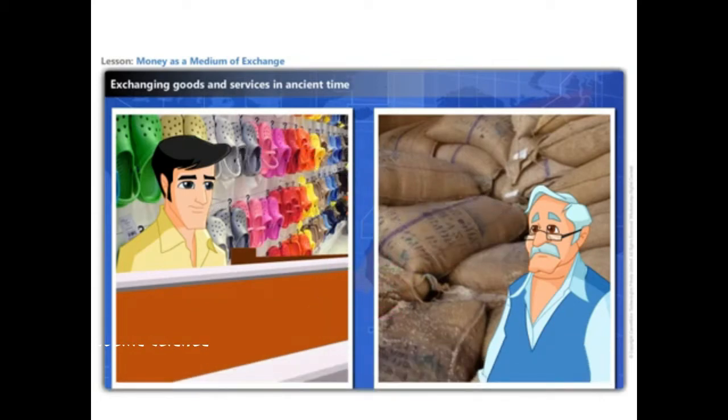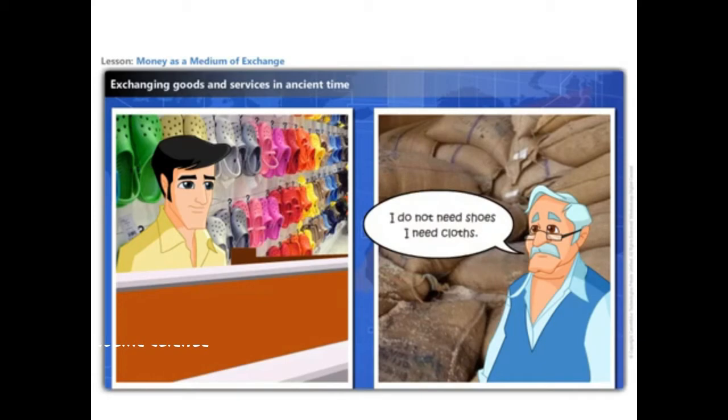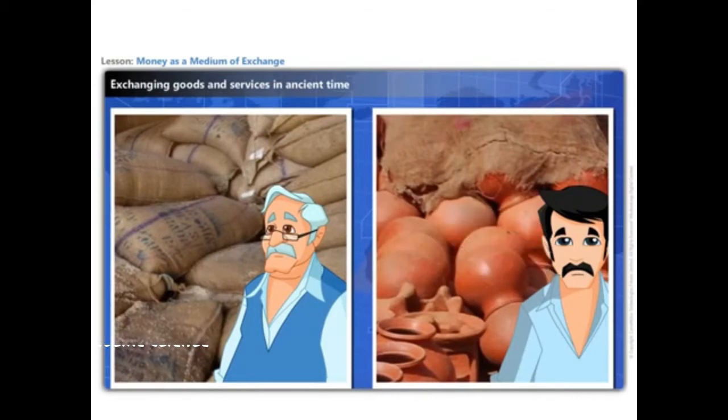Now, let us look at these situations. I will give you shoes for your wheat. I do not need shoes, I need clothes. I need shoes, but I do not have wheat.